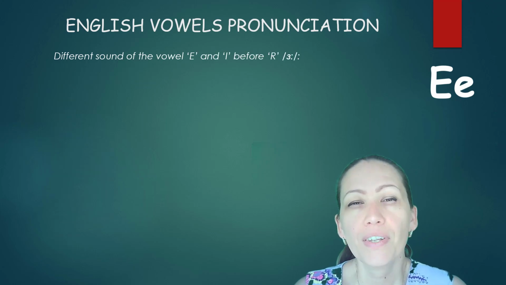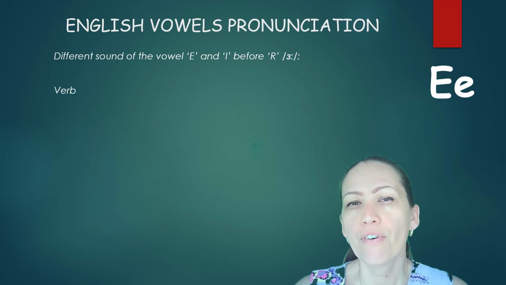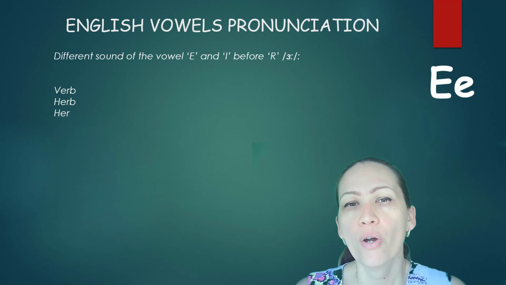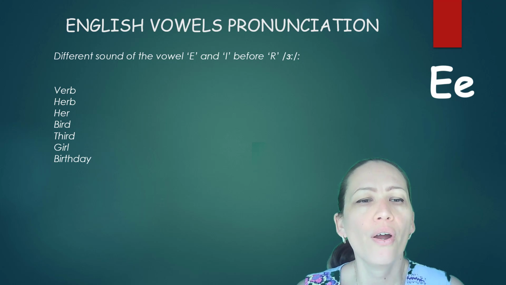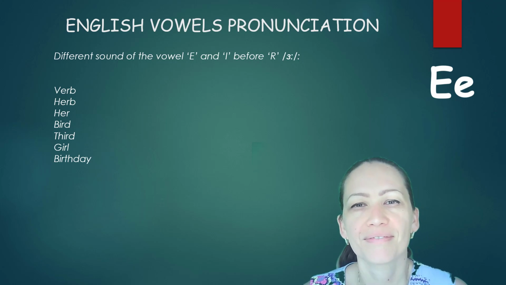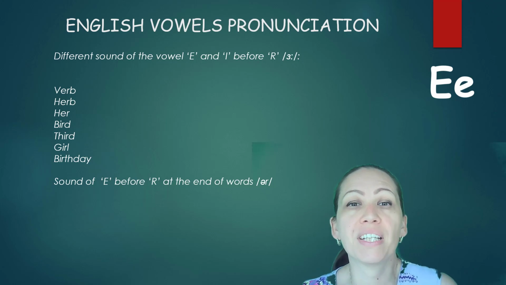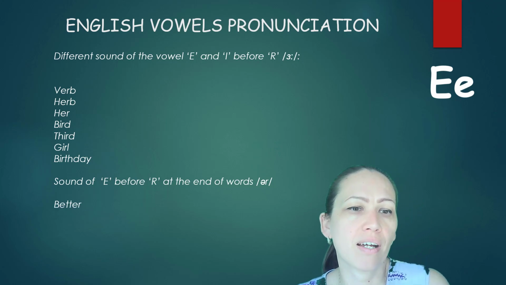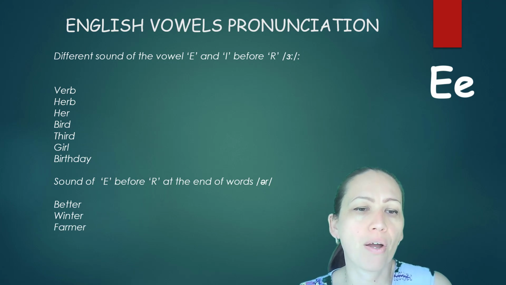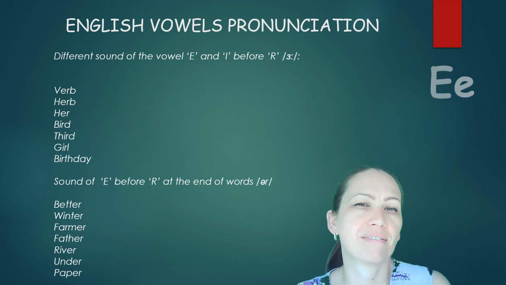If the vowels E and I are followed by the consonant R, they will make the same sound, like in verb, herb, her, bird, third, girl, or birthday. However, if the vowel E followed by the consonant R is situated at the end of words, it will make the sound like in better, winter, farmer, father, river, under, or paper.